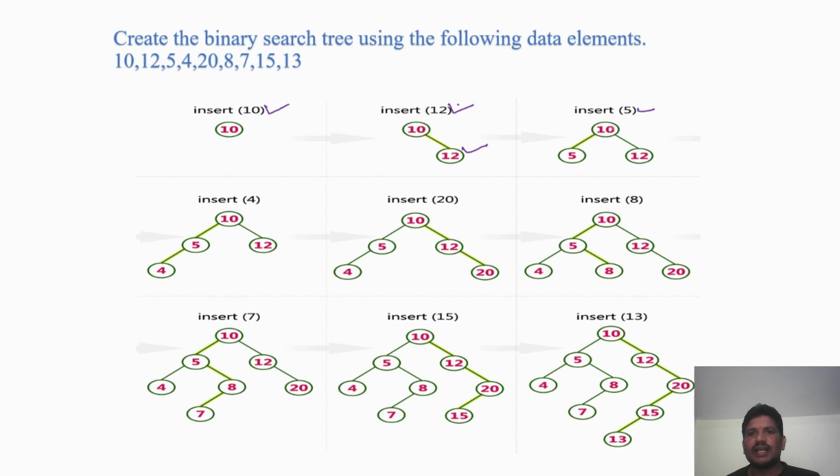Then insert 5. The 5 would be compared with the root node 10. Then 5 is less than the 10, that's why it is placed in the left subtree. Got my point?